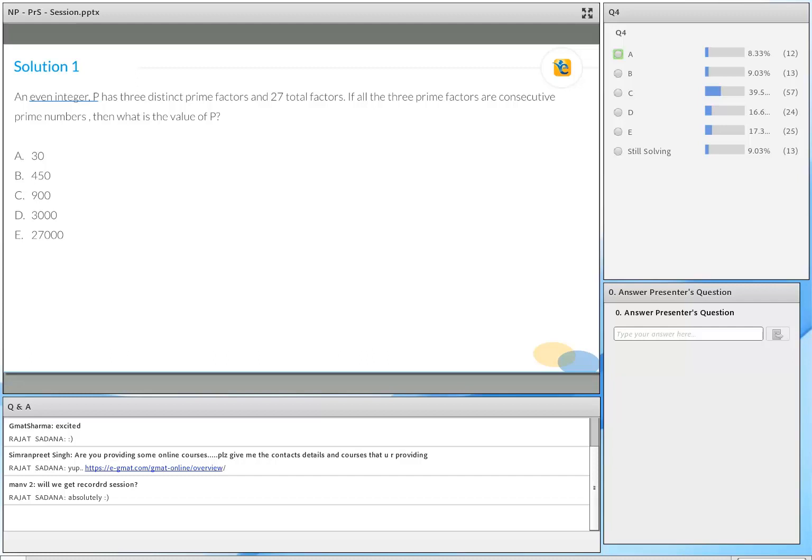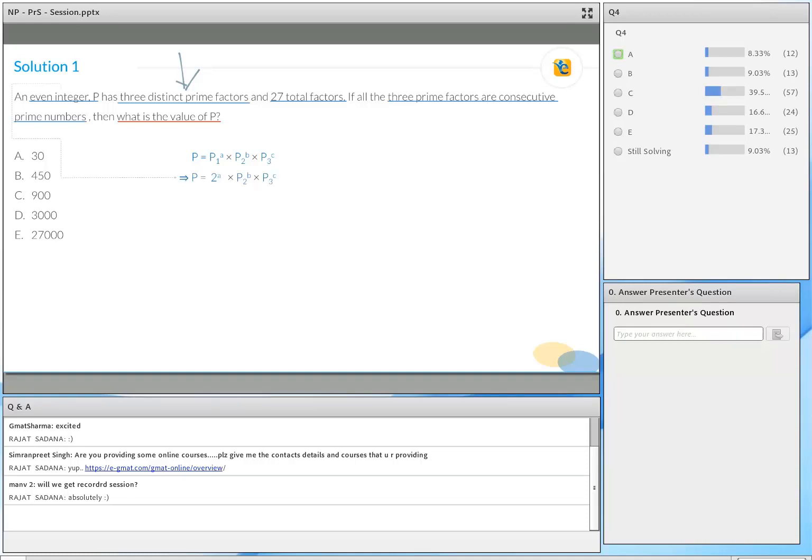An even integer P has three distinct prime factors and 27 total factors. If all three prime factors are consecutive prime numbers, then what is the value of P? Now we need to find the value of P. What is given to us? P has three distinct prime factors, which means I can write P as P1 to the power A times P2 to the power B times P3 to the power C. Again, it is very important to write the powers.